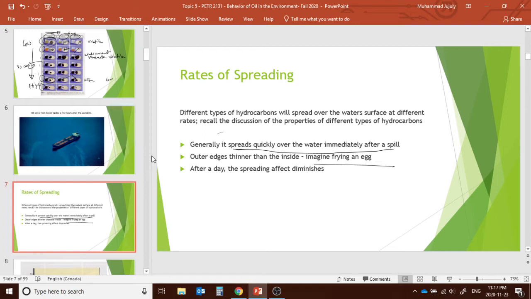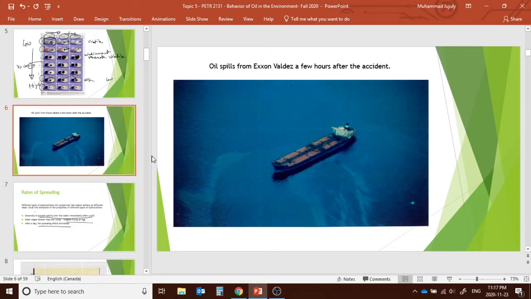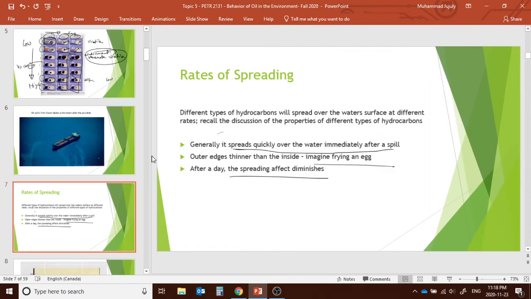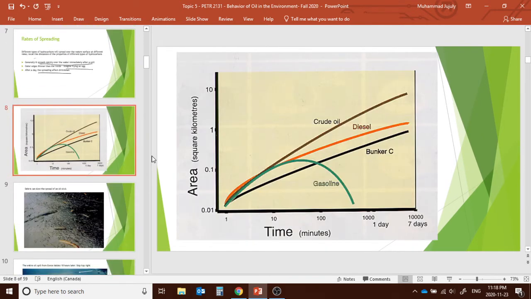Okay, so after a day, the spreading effect diminishes. We have seen that in here, right? After a day, I mean the 24 hours, it spread this much, but after 96 hours, we have seen it's very similar, unless we have these effects. Okay, these we call weathering effects.